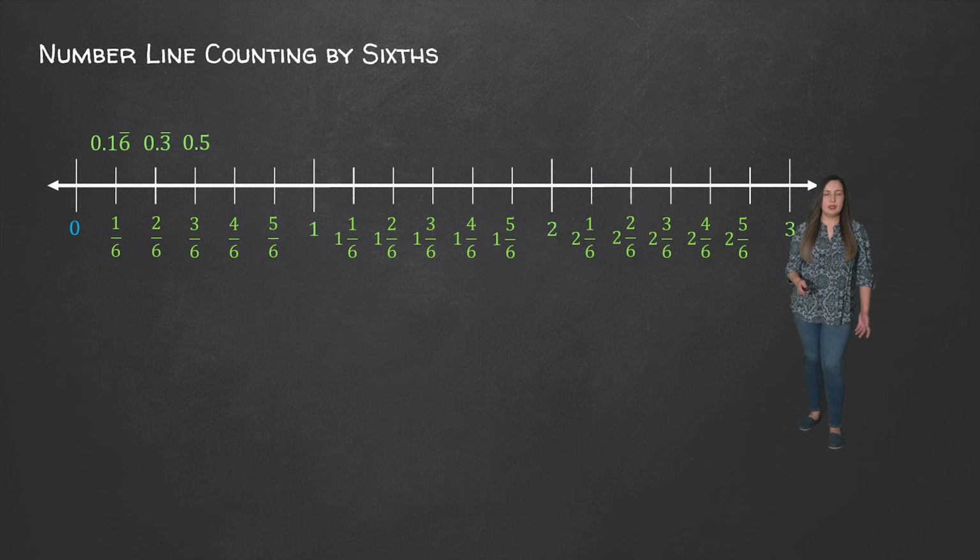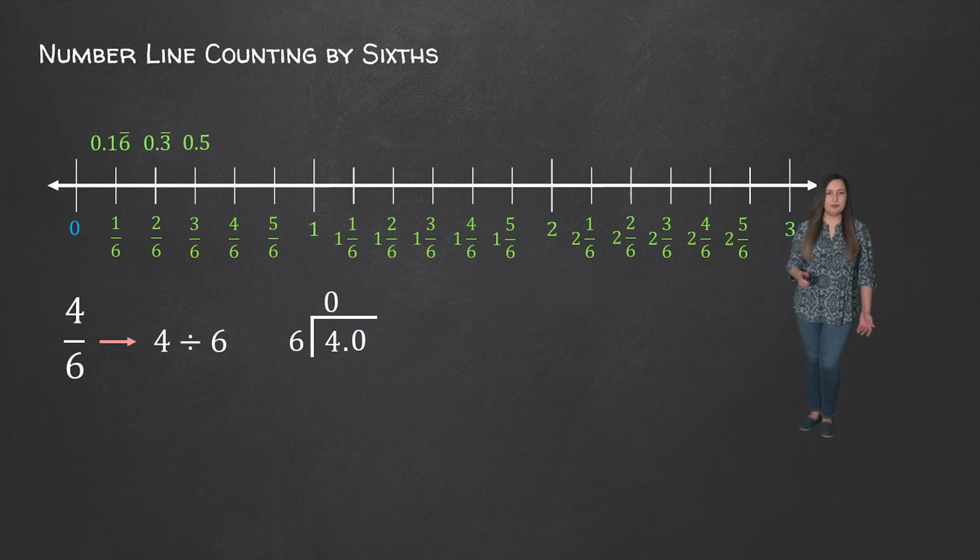So now let's take 4 over 6 and find the decimal equivalent. In this case, we're going to divide the numerator by the denominator like we did with the other fractions. And that means that 4 is going to be your dividend and 6 is going to be your divisor. We ask ourselves, how many times does 6 go into 4? Well, 6 does not go into 4, so that's going to be 0. And so after the 4, we're going to add a decimal point and a 0 so that we can keep dividing. Make sure that you bring up the decimal point.